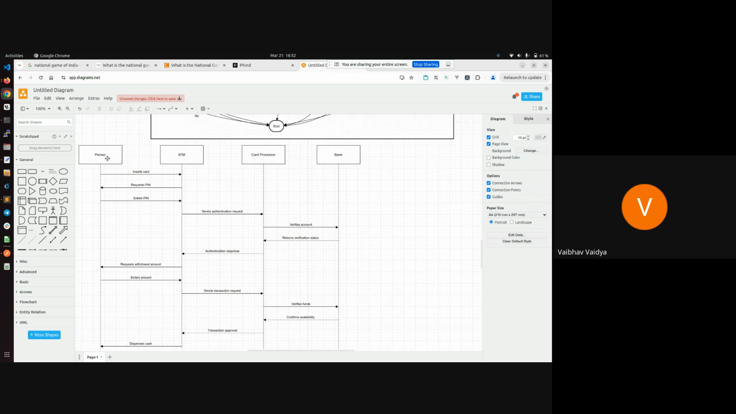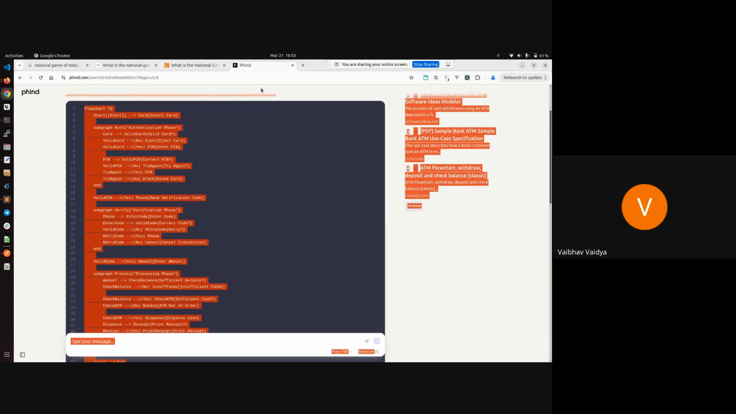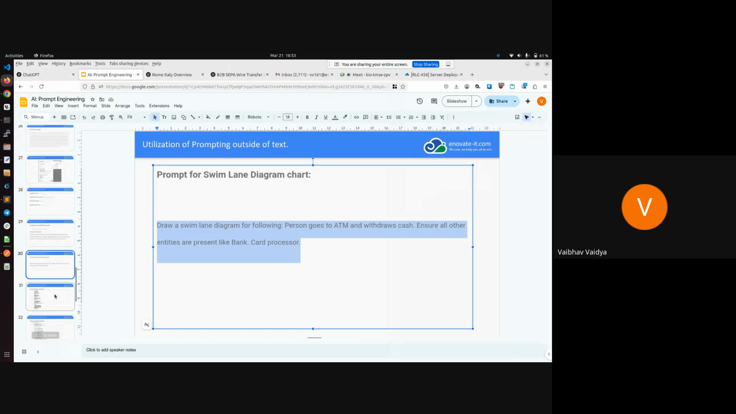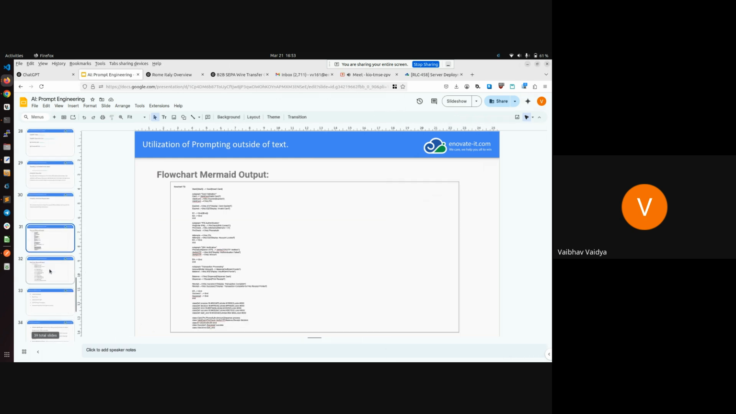Okay, so what are the different lanes? We have got person, we have got ATM, we have got a card processor, and we have got a bank. So this is how we can utilize AI prompting, not just for text-based output, but we can do pretty much everything with it. Again, these are the outputs. You can test it out.